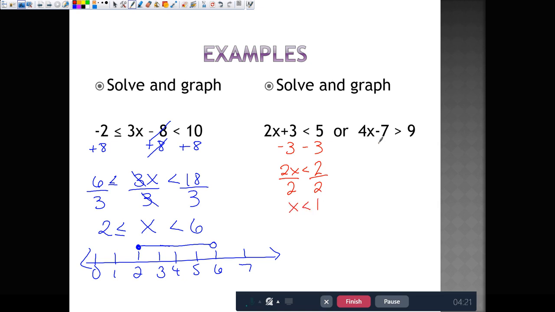I'm going to do the same thing here. I'm going to add 7 to both sides. So 4x is greater than 16. Divide by 4. I'm dividing by a positive number, so I'm going to keep my sign the same. And then x is greater than 4. So then I draw my number line.